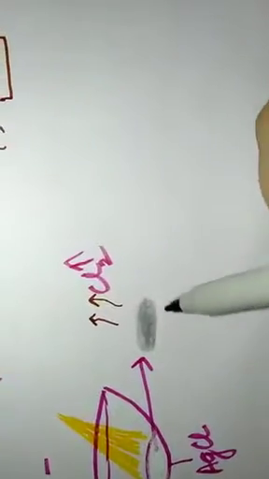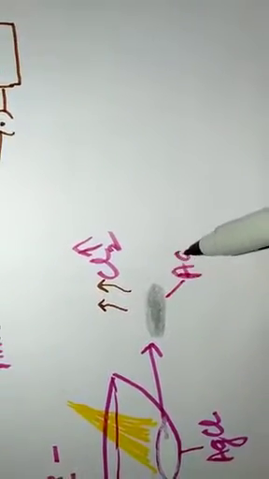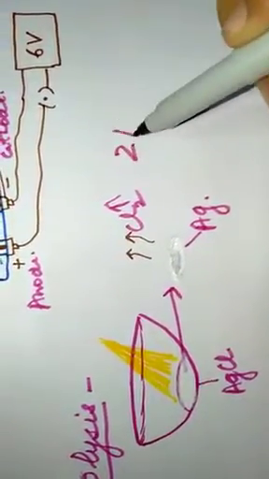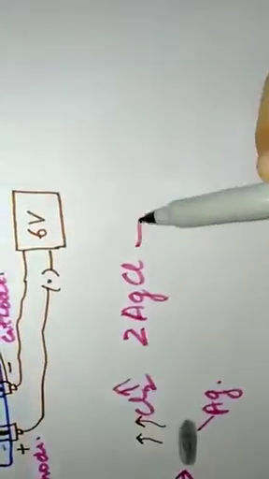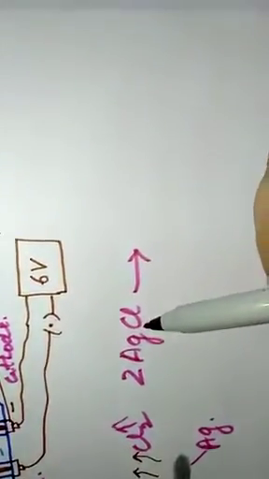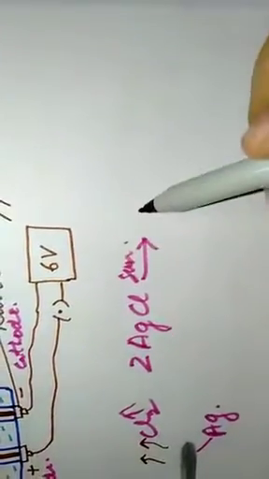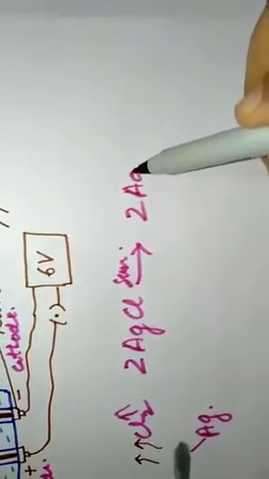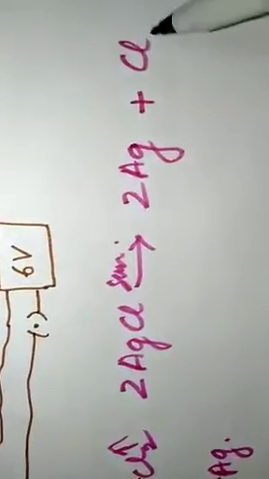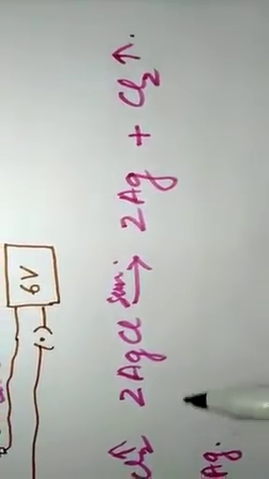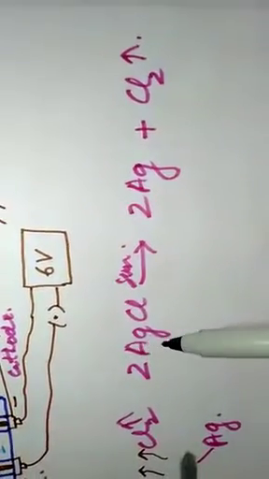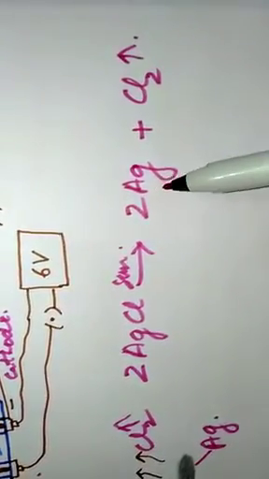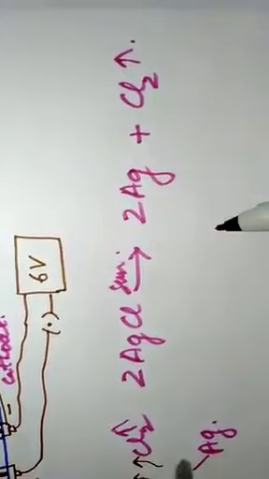What is left here is silver, which is grey in color. You can see here, this is grey in color. The reaction is AgCl, silver chloride, which is a solid. If we keep it in sunlight, it decomposes into silver plus chlorine gas. This silver chloride is white in color and it changes to grey because of the formation of silver.